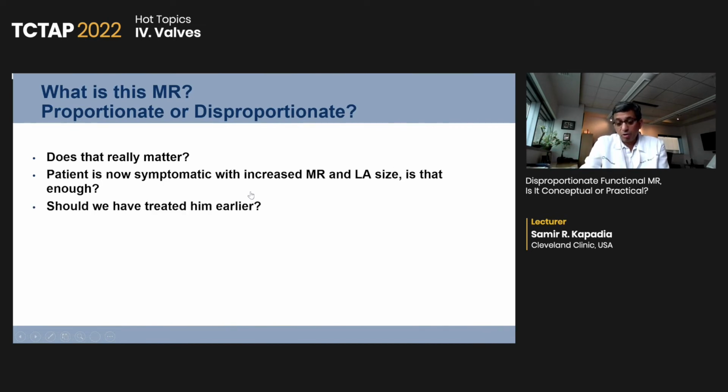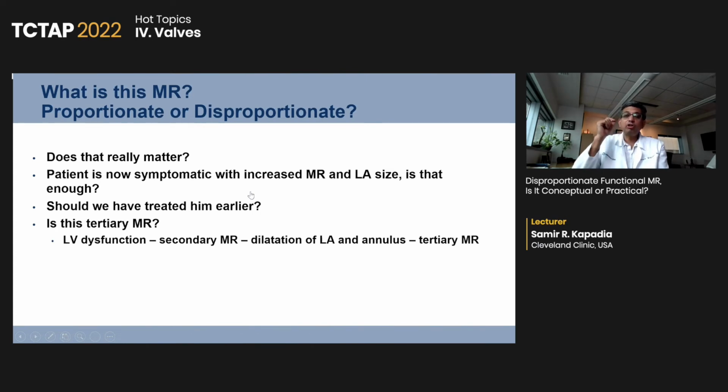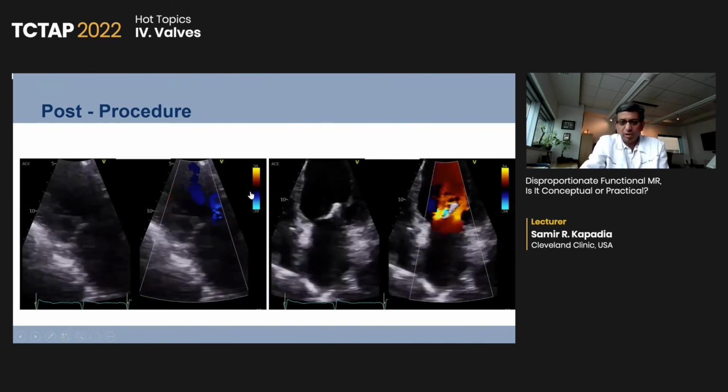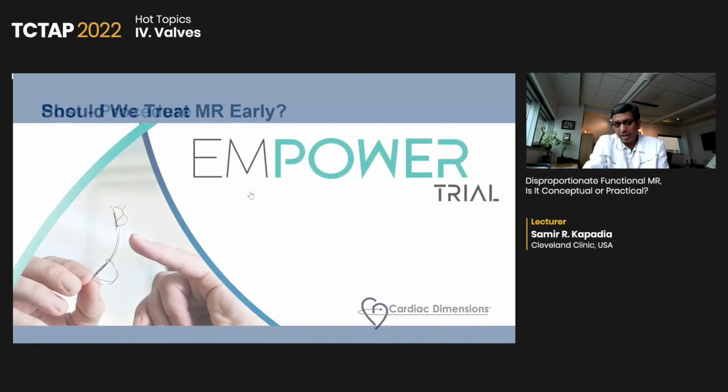Should we have treated him earlier? That's a good question. And is this a tertiary MR? Meaning that if the LV function was very similar before and is the same now, why did the LA dilate? Why did the annulus dilate? Is it because of the MR that you saw in 2015, not little, but moderate, and with exertion it may be more? So this created a tertiary MR. So whether it is proportionate or disproportionate doesn't really matter. If you have a treatment that you can provide earlier on, which is safe, can we really make a difference? Of course, in this patient, we did a MitraClip and the patient did very well, symptomatically doing well.